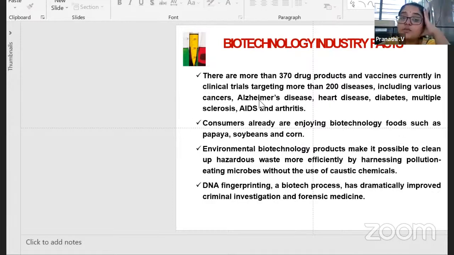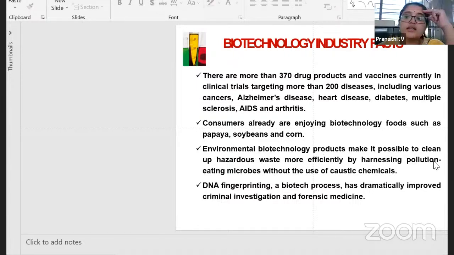Right now you have so many drugs, so many vaccines that are still under trial. The most recent thing they found out was a kind of medicine which, when given, has stopped Alzheimer's disease in say 6 months. That is very good progress, in fact, and it is going to be very useful because Alzheimer's is caused by protein misfolding. So you get to see that papaya, soybeans, corn, all of them have been genetically modified also.